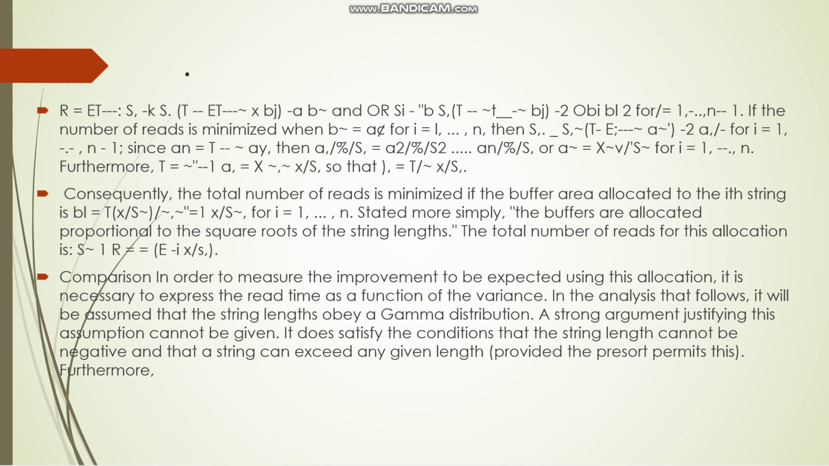Comparison in order to measure the improvement to be expected using this allocation. It is necessary to express the read time as a function of the variance. In the analysis that follows, it will be assumed that the string lengths obey a gamma distribution. A strong argument justifying this assumption cannot be given. It does satisfy the condition that the string length cannot be negative and that a string can exceed any given length, provided the presort permits this.